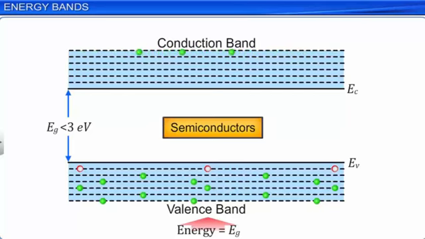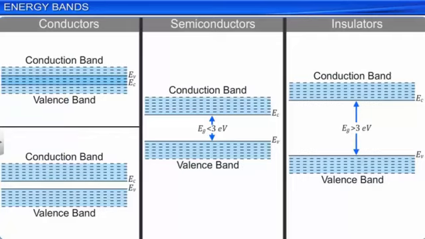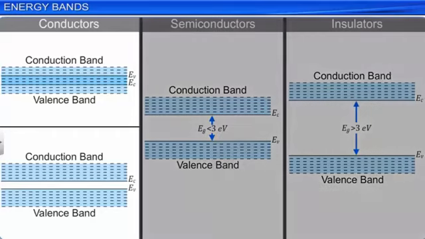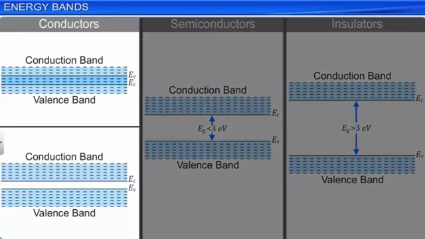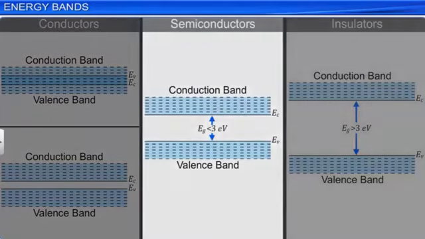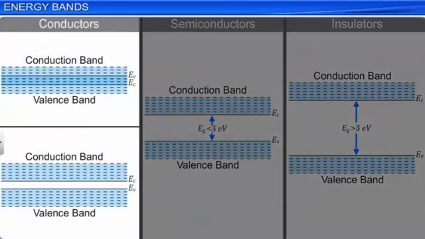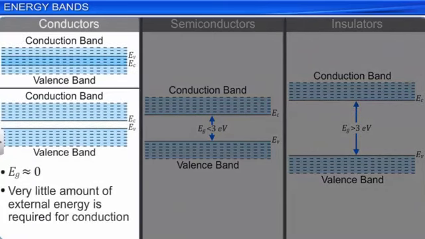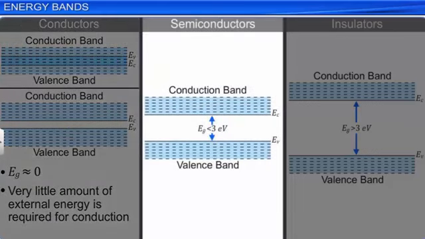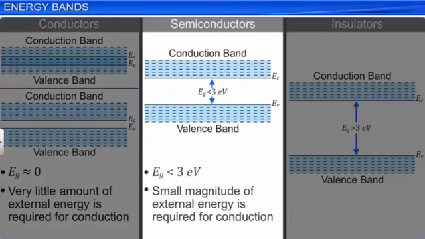Thus, we see that on the basis of energy bands, materials can be classified as conductors, semiconductors, and insulators. With conductors having a very small or nearly zero band gap, semiconductors having a finite and small band gap of less than 3 electron volt, and insulators having a band gap of greater than 3 electron volt.